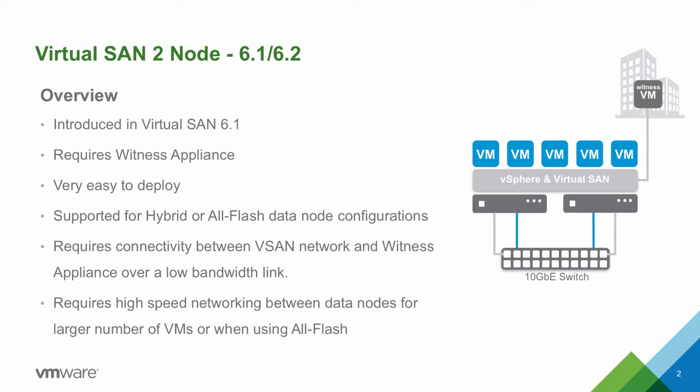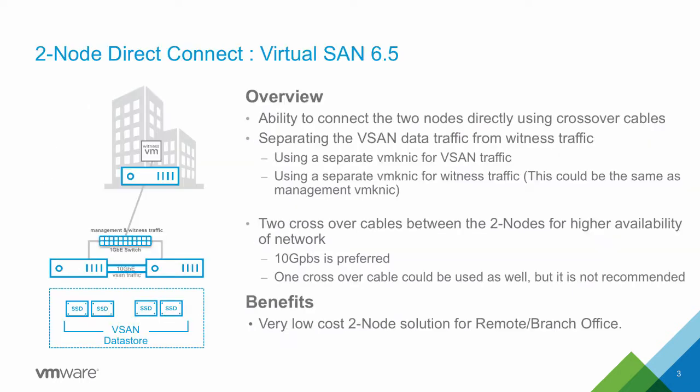The vSAN network must have connectivity to the vSAN interface of the witness appliance. This is typically over a low bandwidth link. We do require high-speed networking between data nodes in cases where we have a larger number of virtual machines or when using an all-flash configuration.